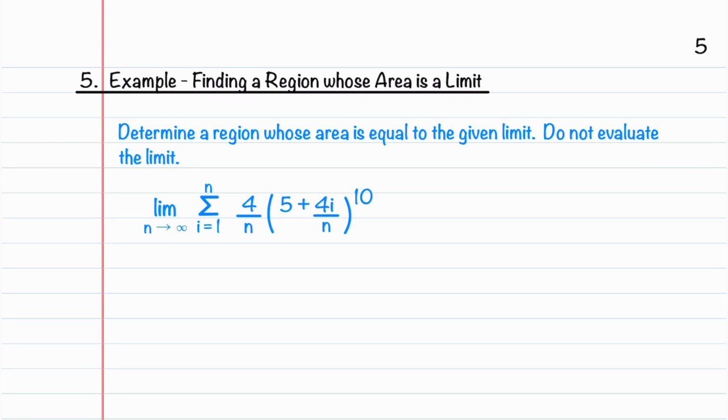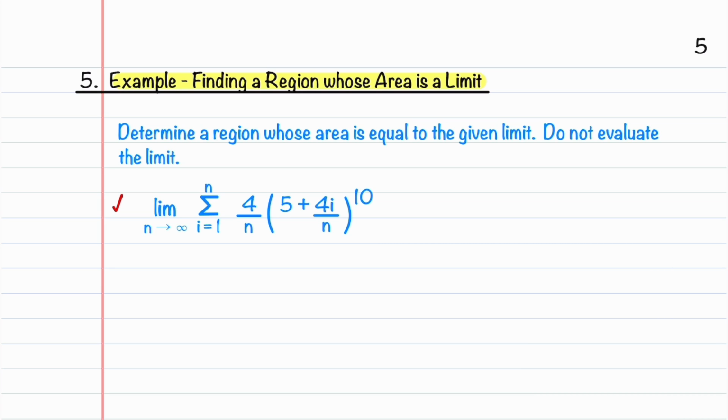We are going to now walk through an example where we are going to determine a region whose area is equal to a limit that we're given. The limit that we're given is right here. It is the limit as n goes to infinity of the sum from i goes from 1 to n of 4 divided by n times the quantity 5 plus 4i divided by n raised to the 10th power. This is a challenging problem, so we're going to work through it step by step so you'll know exactly what to do.